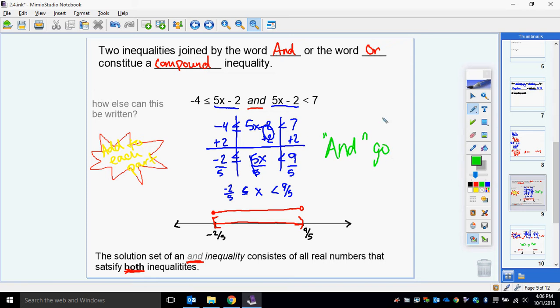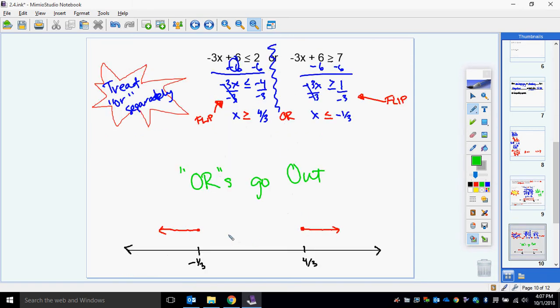ANDs go in. So look how the N is in between A and D. Okay, so ANDs will go in between your two endpoints. ANDs go inwards, so the line is in the middle of the two points. ORs go outwards.